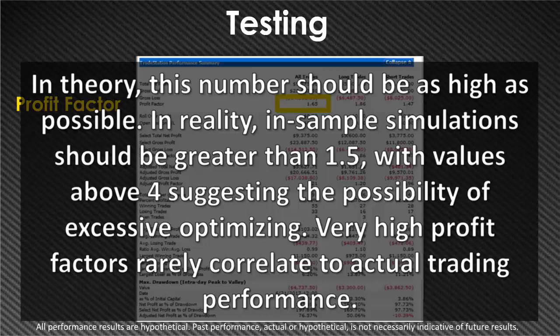And in reality, an in-sample value above 1.5 is what I look for, with values above 4 suggesting the possibility of excessive optimization or curve fitting. And very high profit factors rarely correlate to actual trading performance. You might be wondering, why am I saying that? Don't you want these statistics to be as good as possible? Well, we do. We want to have very strong performance in our models, in our testing. But the reality is, if they're too good to be true, that might be a sign that these are curve fit, that they're really only going to work well on the data that we've tested on, and not in forward performance testing or as we walk forward.